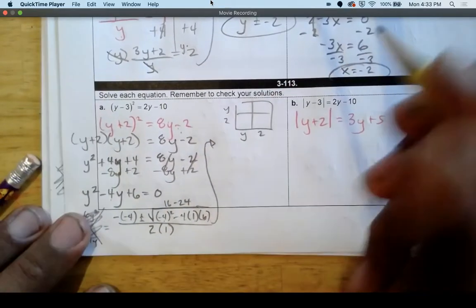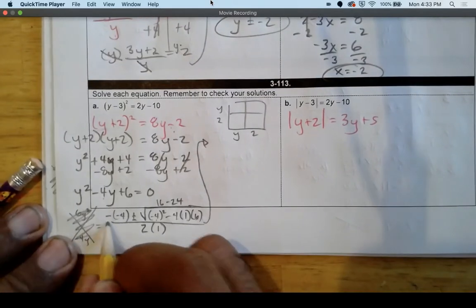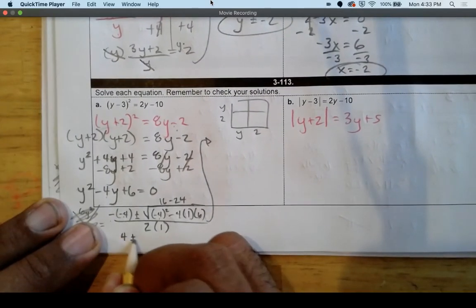Okay, so let's bring this up. Actually, let's work out one step. So we'll do negative times negative, that's +4.